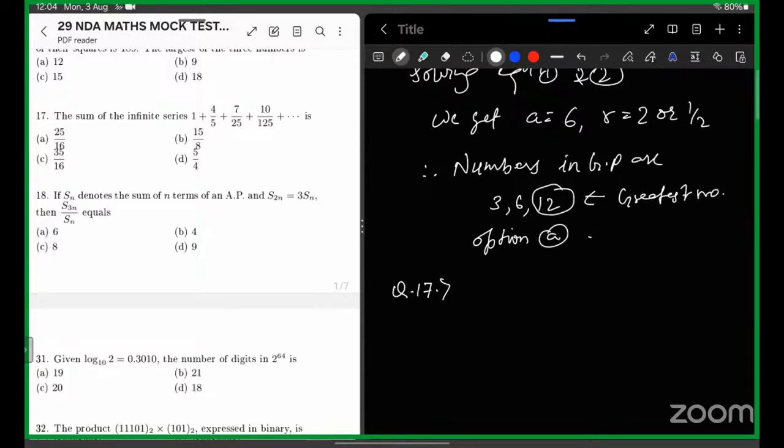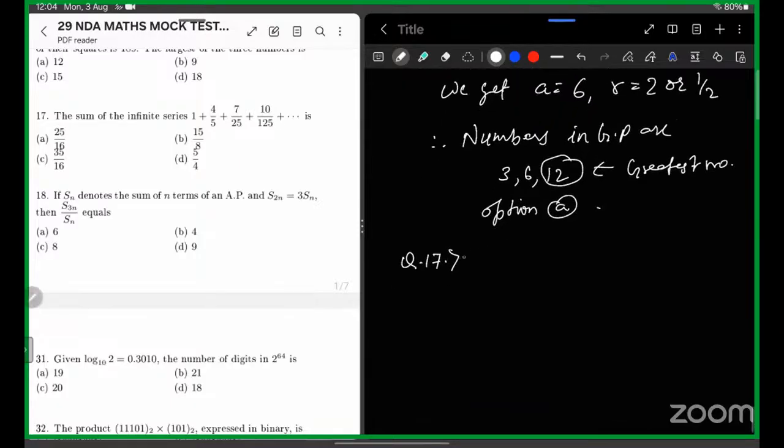If it is a GP, 1 plus 4 by 5. So in the numerator, it is moving like AP, na? In the denominator, it is like GP. It is an AGP series, okay? AGP series.